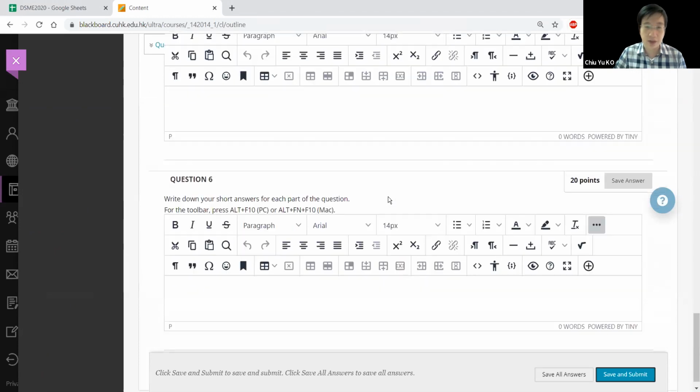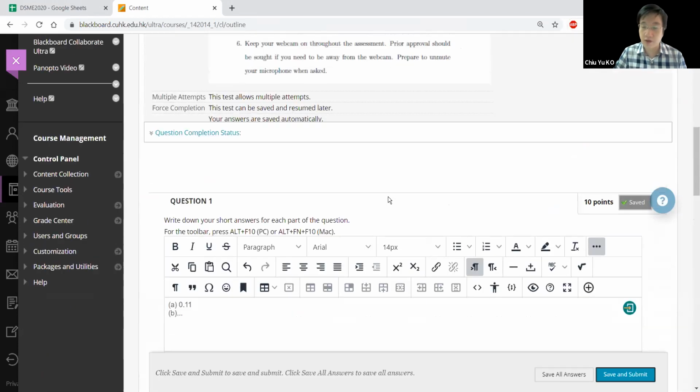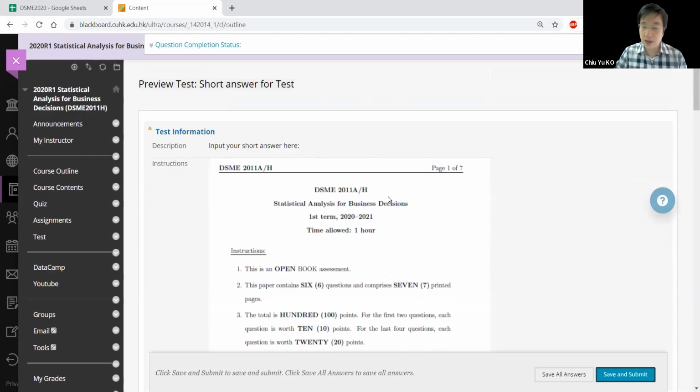And there are 6 questions. So that would be the test information. The exact questions will be uploaded as a PDF on the assessment day.